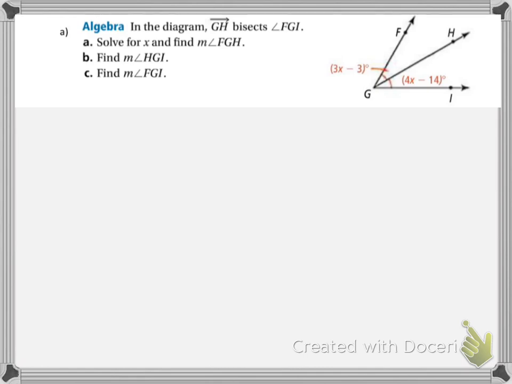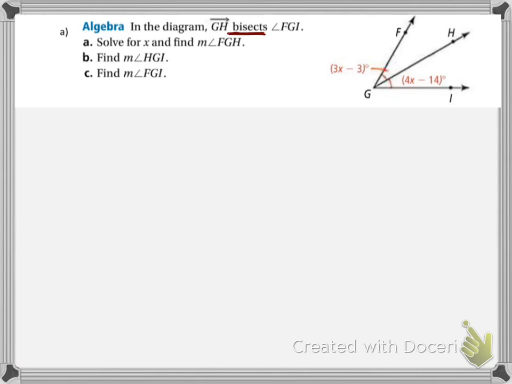In the diagram, GH bisects angle FGC. Key word right there, bisect. We're going to solve for x and then find the measure of FGH, find the measure of angle HGI, and find the measure of FGI.